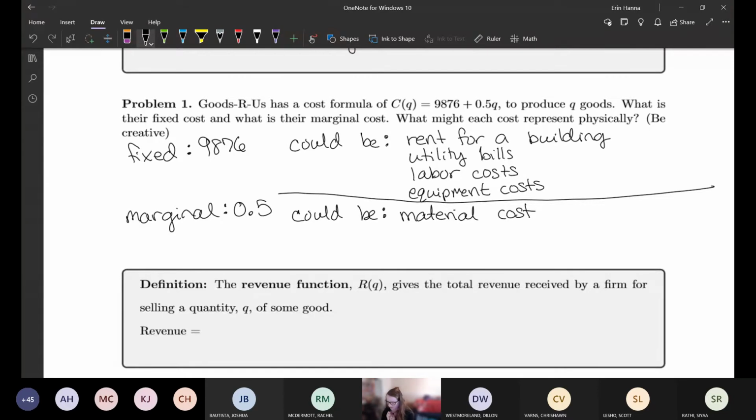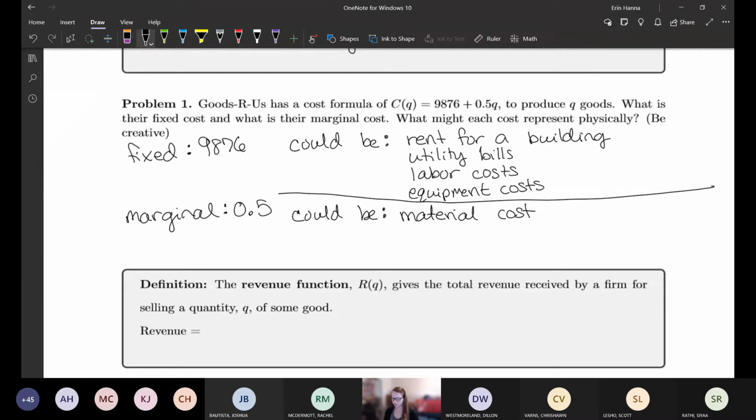Is exactly. All right, so now we've got our revenue function. So that's the idea behind the cost function. We'll do more about that in a second. So our revenue function, which is usually written as R of Q, is going to give the total revenue received by a firm for selling a quantity Q of some good. I hate using the word revenue in the definition of revenue function, but it's essentially how much money you make from selling that many items.